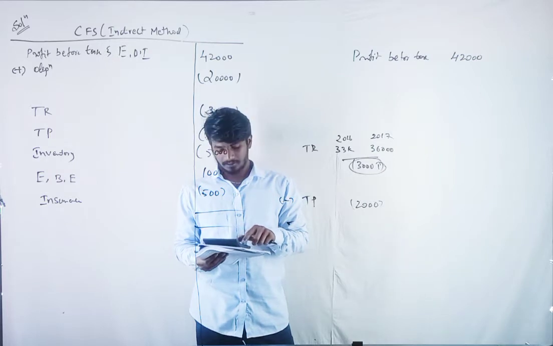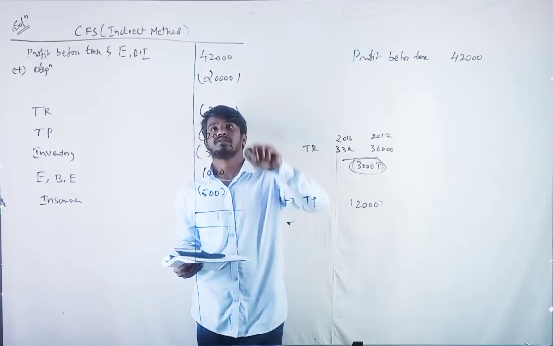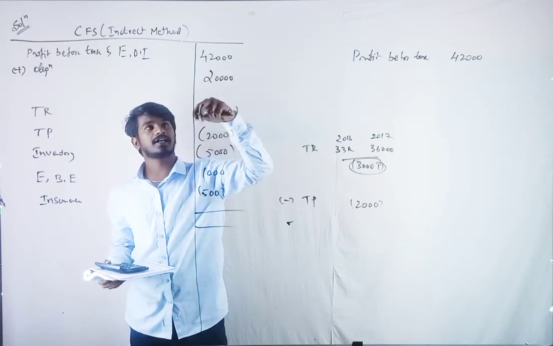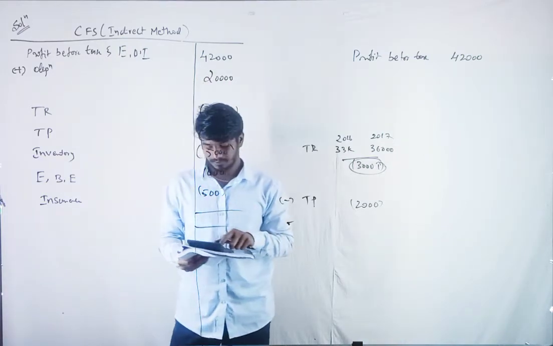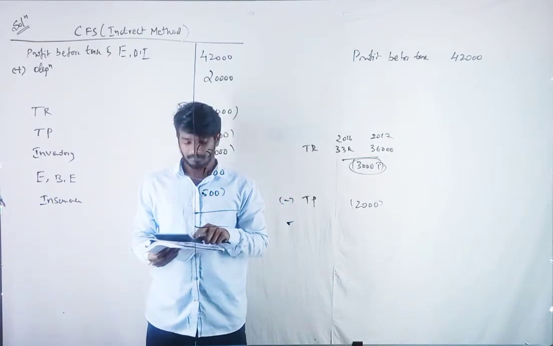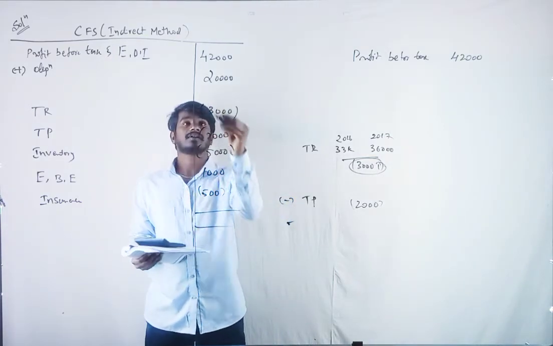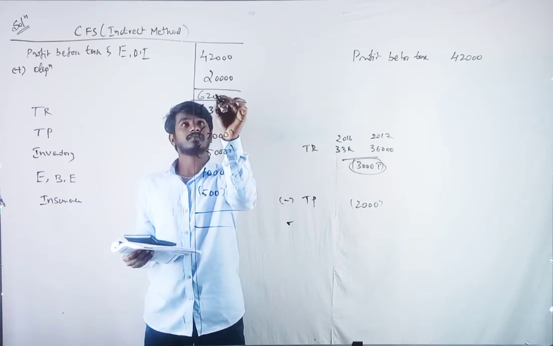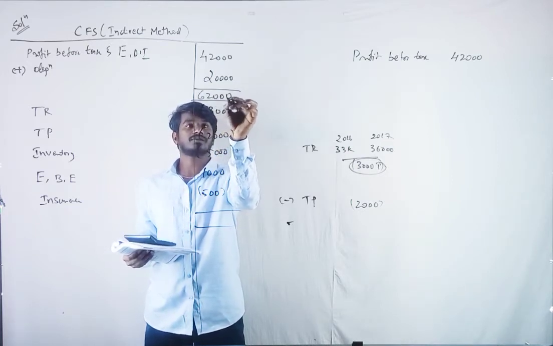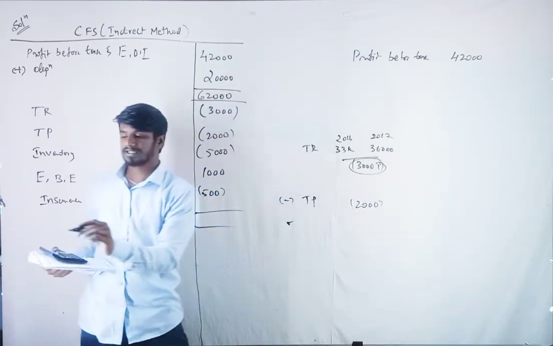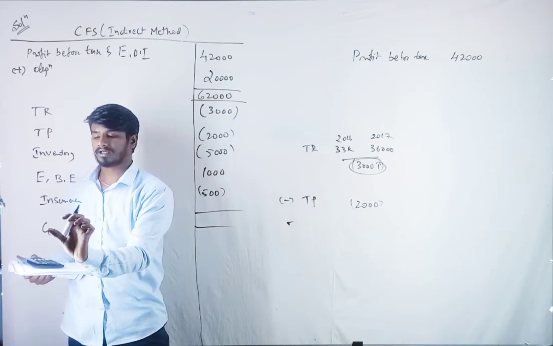42,000 minus... we should add the depreciation, right? Because we already deducted that, sorry, we should add 20,000. Okay, 62,000. It became minus 3,000. 62,000. From this 62,000, cash generated we should find out, right?